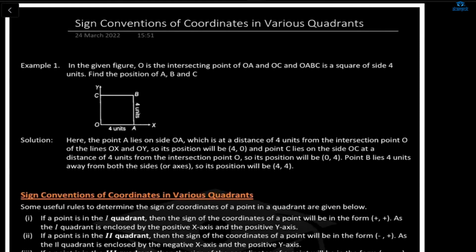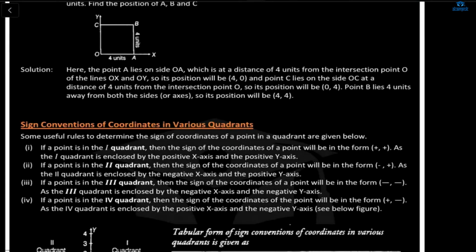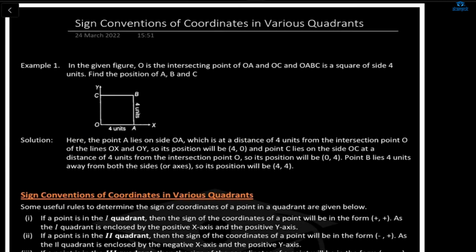Now comes the sign convention. That we have studied, but before that, just quickly, one question we'll see. In the given figure, O is the intersecting point of OA and OC, and OABC is a square of side 4 units. Find the position of A, B, and C. One of the coordinates is your origin. So one of the points is what? 0, 0. That is very easy here.